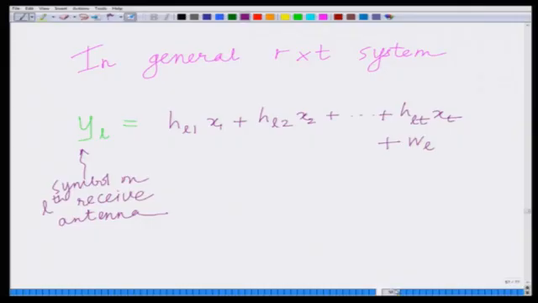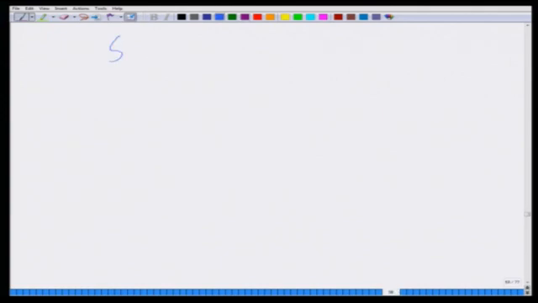Let us now look at some special cases of the MIMO system. One is something that we are already familiar with, when t equals 1, when the number of transmit antennas is equal to 1. When the number of transmit antennas is equal to 1, we have an R cross T MIMO channel, but t equals 1.